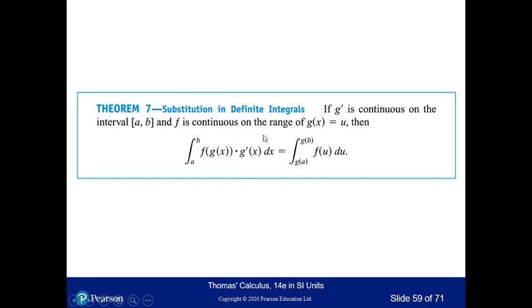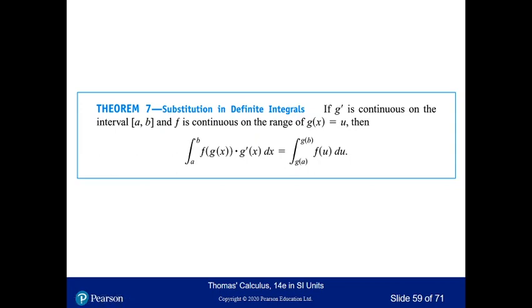We are going to convert this integral in x to an integral in u. We can do that by just letting u equal g of x. Then this becomes f of u, and g prime of x dx becomes du. The limits change, because whenever x is a, u is g of a, and whenever x is b, u is g of b. So this integral is simpler than the original, and it's easier to integrate. That's why we do the substitution in definite integrals.